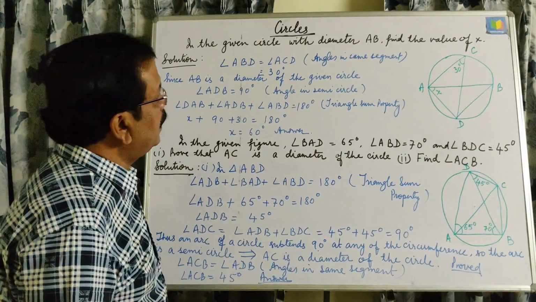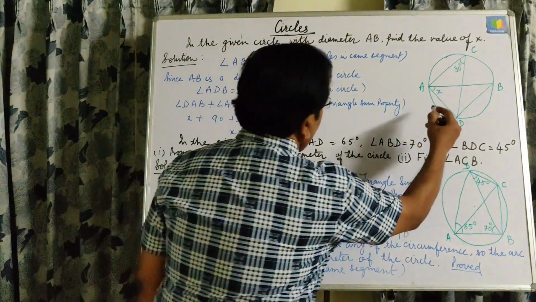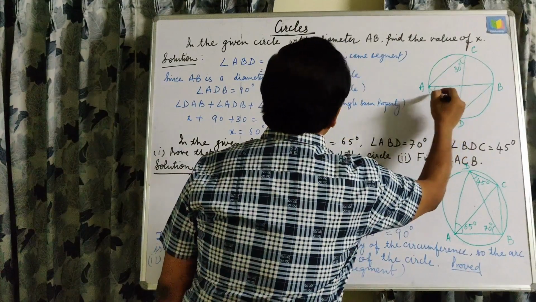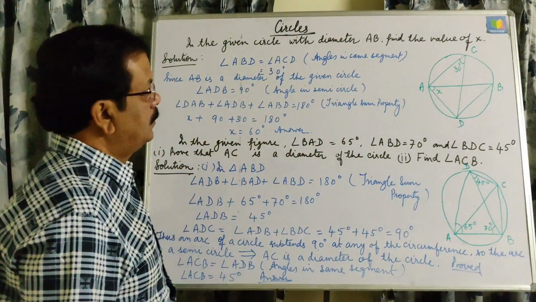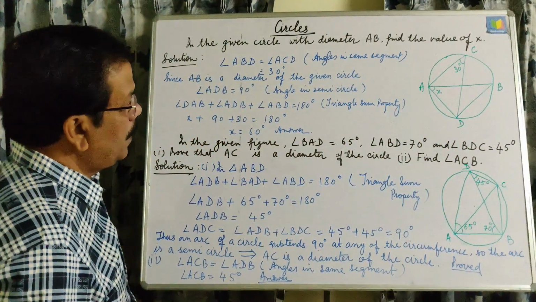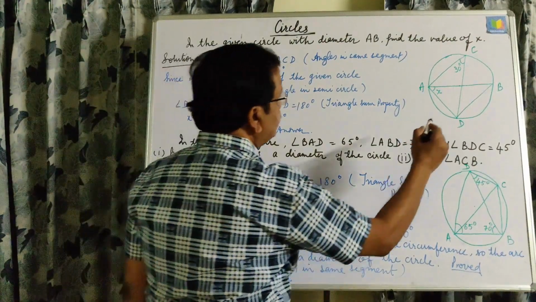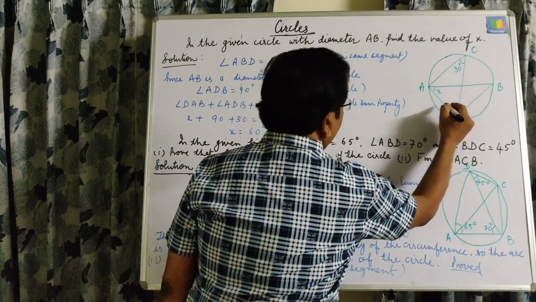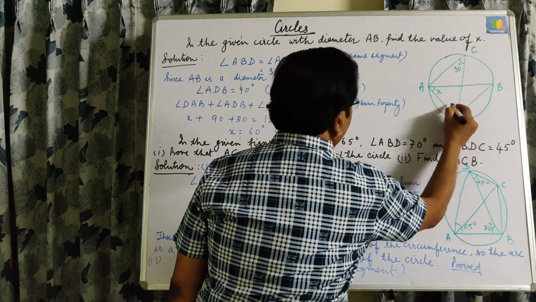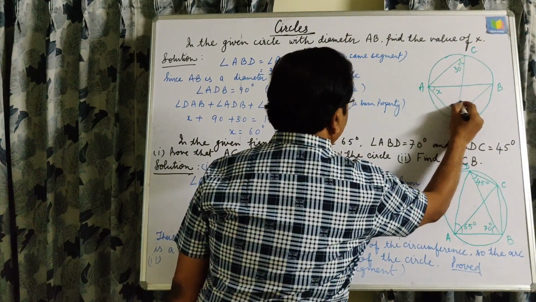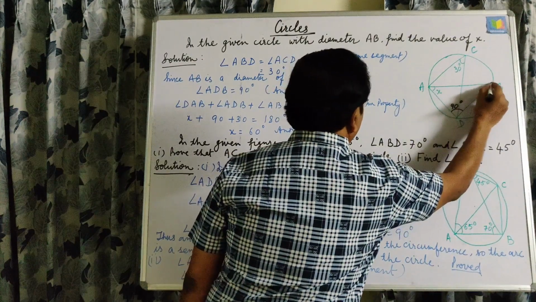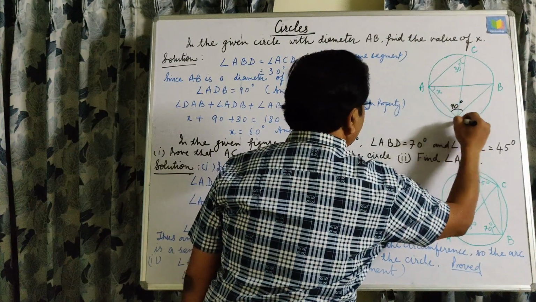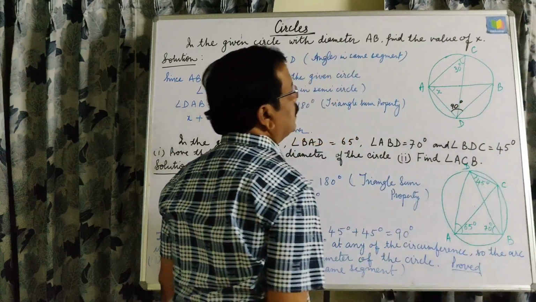In the given circle with diameter AB, find the value of x. Okay, now in this figure you can see AB is a diameter. It means this angle will be 90 degrees, because this is a diameter and this is an angle in a semicircle.